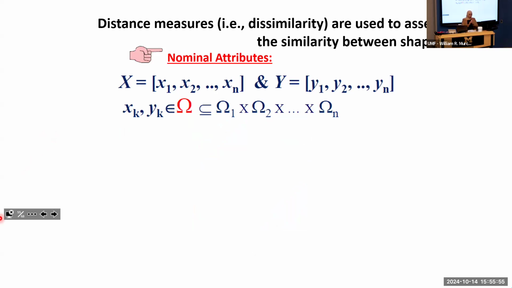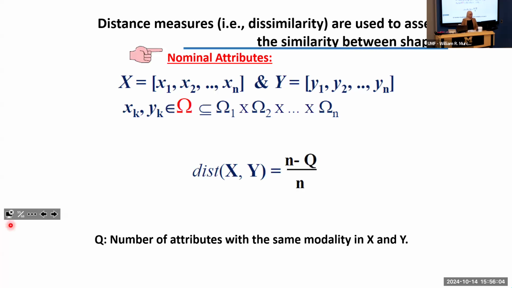So now we do not only have that, we can have other types. We see, for example, nominal attributes. And if I want to compute the distance in this case, there is a different formula. It's not the Manhattan distance, it's not the Euclidean distance, it's not the infinity distance, the max distance.